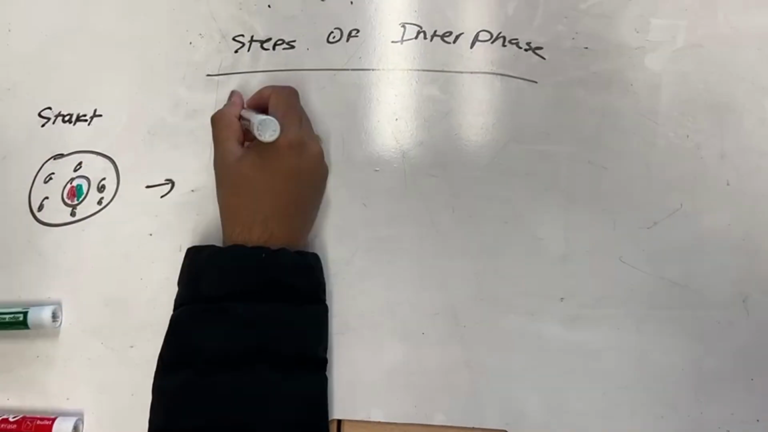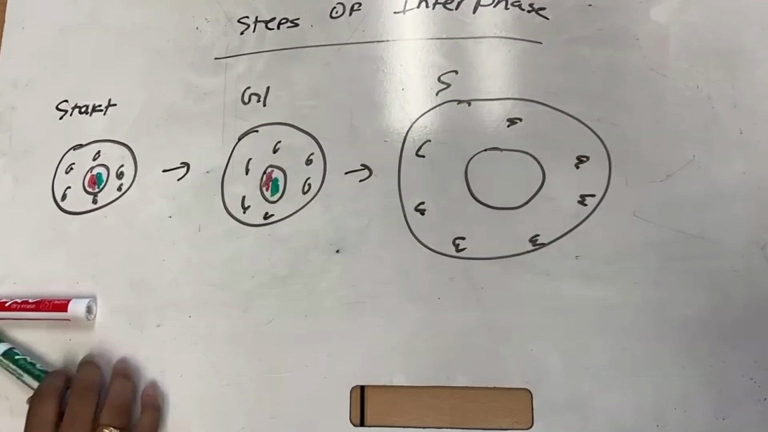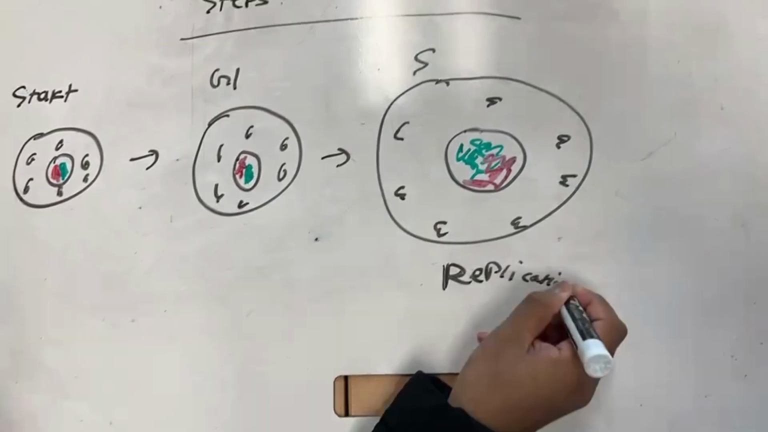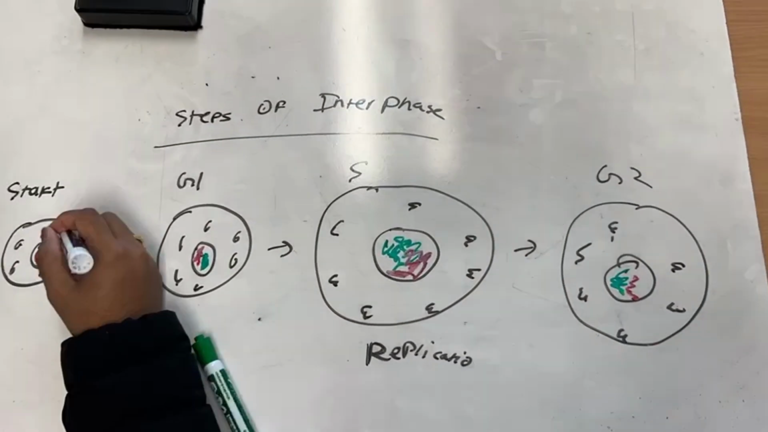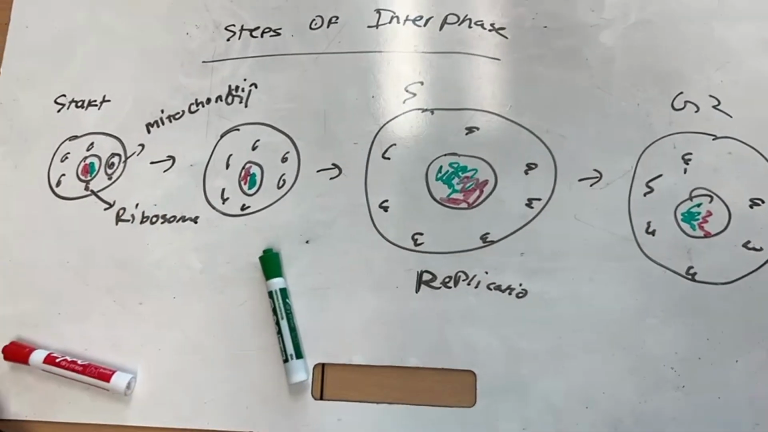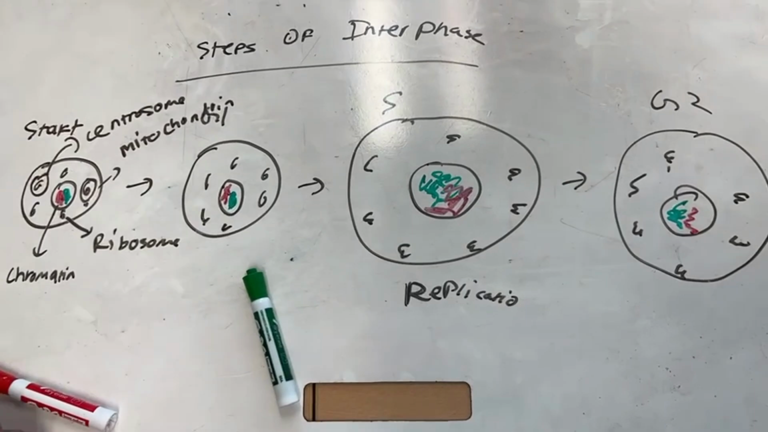Interphase is when the cell prepares for division. It's divided into three stages, G1, S, and G2. In G1, the cell grows and prepares for DNA replication by synthesizing the necessary organelles and proteins. After passing the G1 checkpoint, in the S phase, DNA replication occurs. Each chromosome now has two identical sister chromatids.